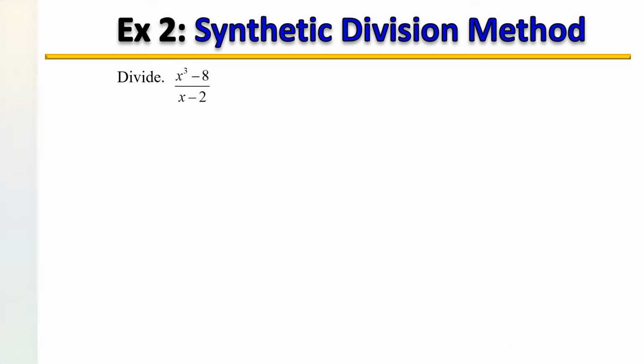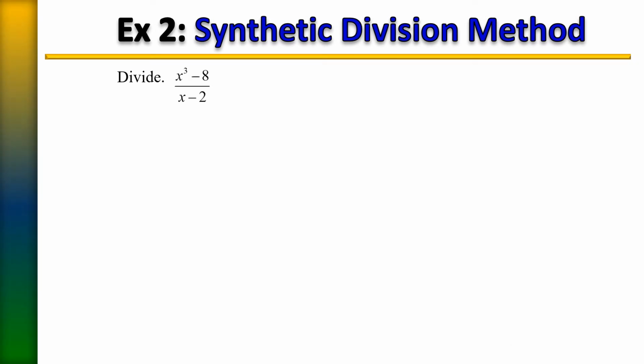Let's do one more example. Here we have x cubed minus 8 divided by x minus 2. Now one thing you may notice a little bit different in this problem, first of all, it is very short. And it's so short here up top that we're actually missing terms. It starts with a degree of 3 and it goes straight to your number.